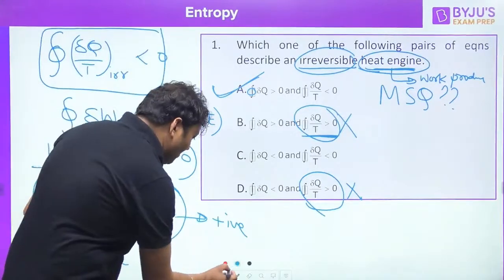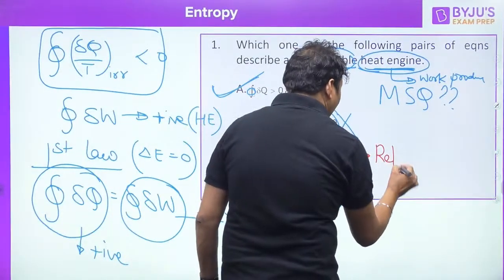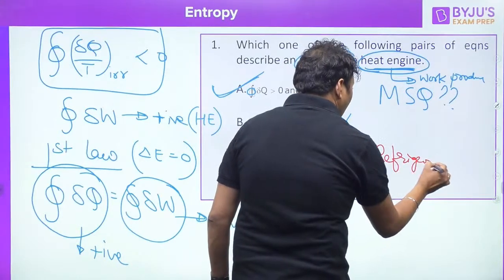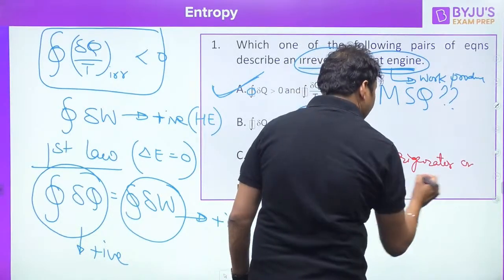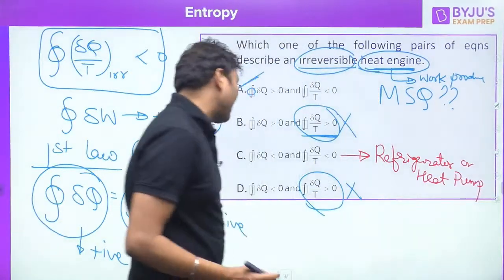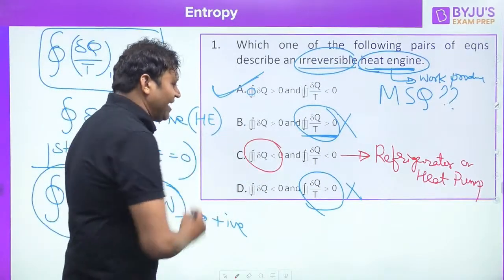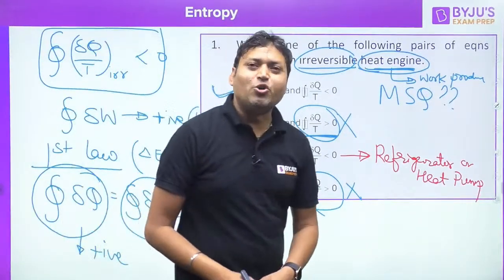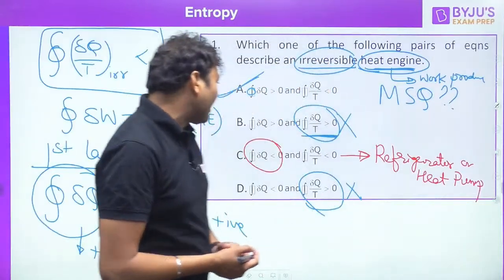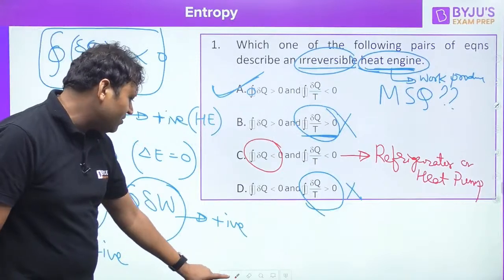Option C will be correct for a refrigerator or heat pump, because a refrigerator and a heat pump are work consuming cyclic devices. That is why work should be negative, and cyclic integration of del Q will also be negative. I hope it is clear.